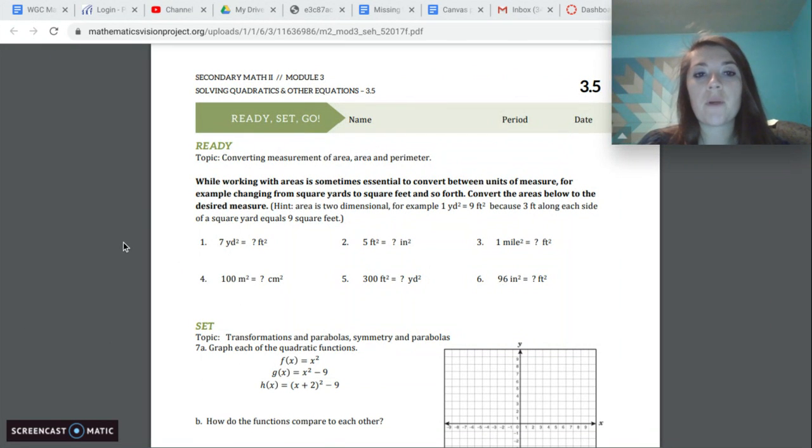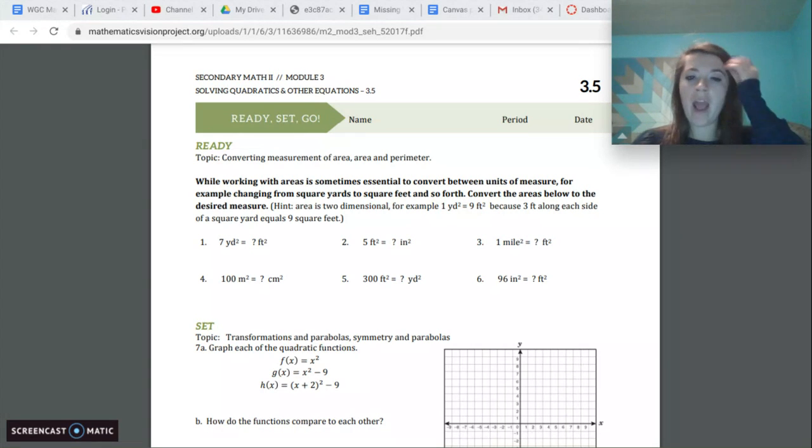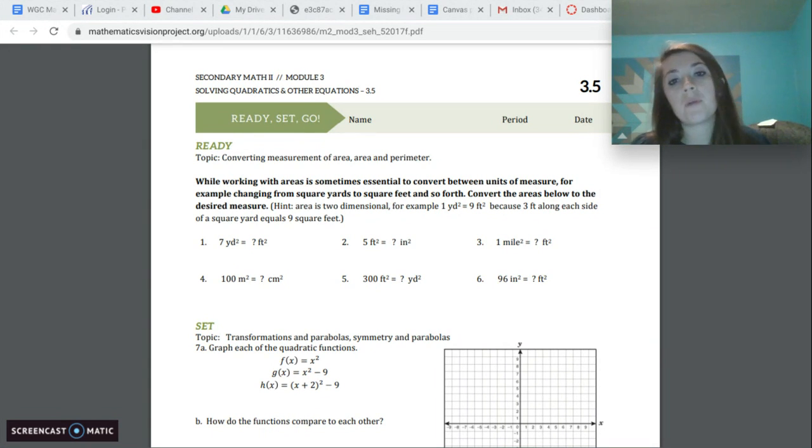All right, for this first part, while working with areas, it's sometimes essential to convert between units of measure. For example, changing from square yards to square feet and so forth. Convert the areas below to the desired measure. Hint, area is two-dimensional. For example, 1 yard squared equals 9 feet squared.